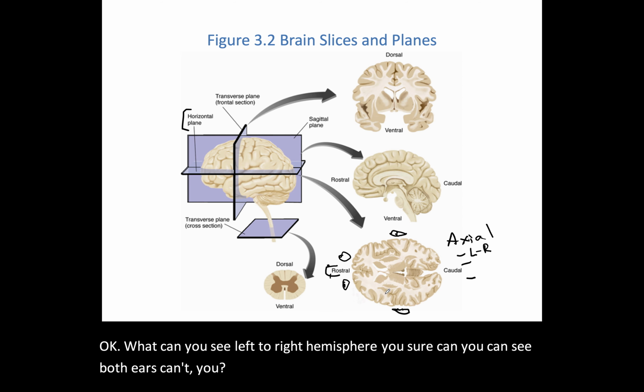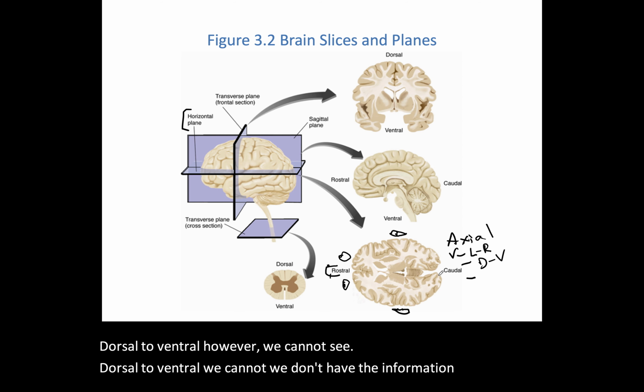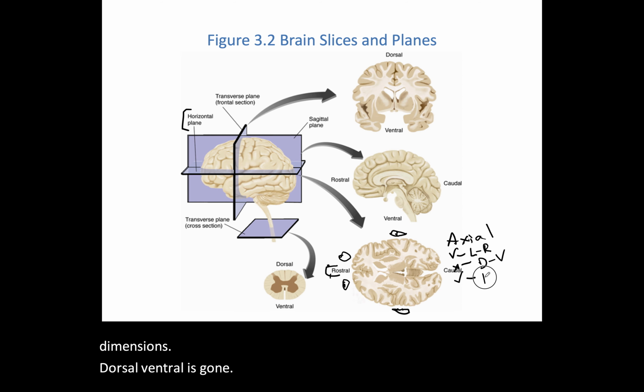Dorsal to ventral, however, we cannot see. We don't have the information in these two dimensions. The dorsal ventral is gone. And we do have anterior to posterior, anterior posterior, and rostral to caudal, same thing. So we have that.